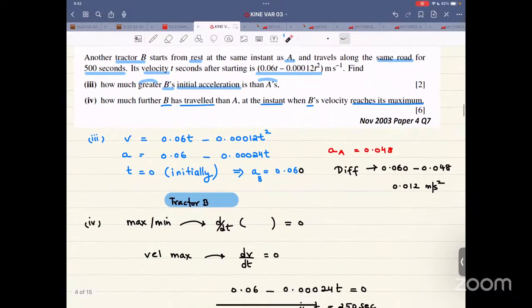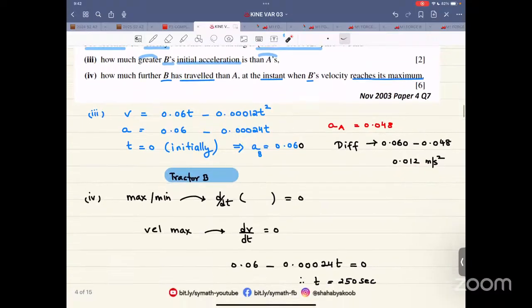The very first thing: we have the velocity equation, and we have the acceleration equation. Initially means t equals 0, and the acceleration comes out to be 0.06. This is 0.048, this is 0.060. That's the difference. That's for 2 marks. So these 2 marks were also easy. For maxima, minima of anything, the derivative of that thing equals 0. Velocity maximum means the derivative of velocity equals 0. That is the derivative of velocity right over here, which is acceleration equal to 0. You get 250 seconds. How much further has B traveled than A?